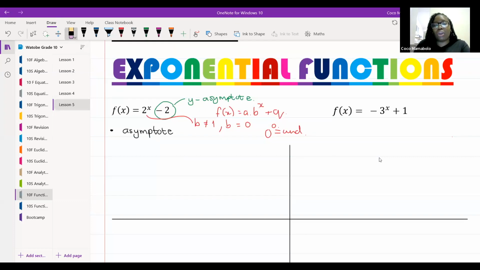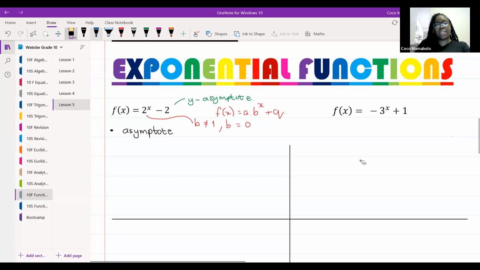Now, B can be any number in between 0 and 1. So B can be equal to a half, or B can be equal to 1/3. No problem. But it cannot be 0 or 1. Any number in between there is fine, but the number 0 and the number 1 is a no.